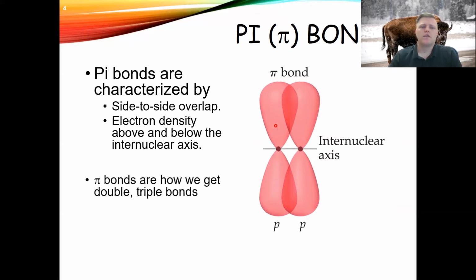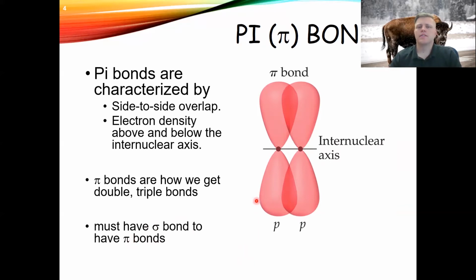So pi bonds are how we get double and triple bonds. First we have to form that sigma bond, and then we can get the pi bonds. Another way of saying that is you can't have pi bonds in a region where you don't already have a sigma bond.